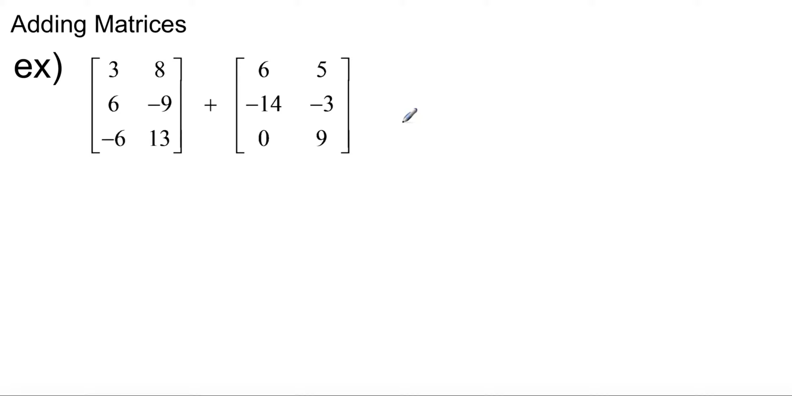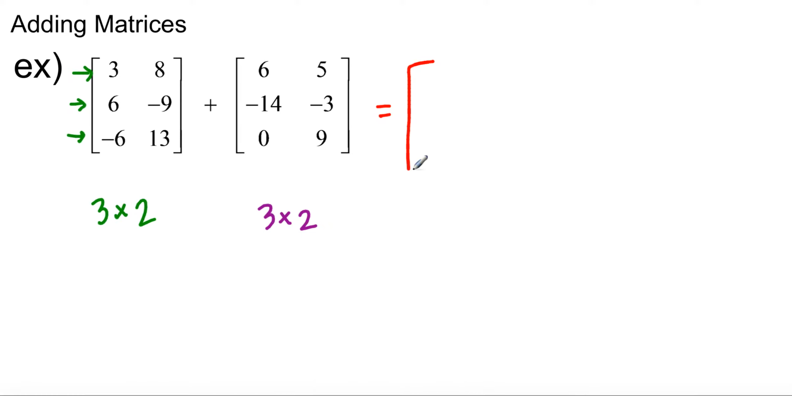Let's check the dimensions. Dimensions are rows by columns, so this has 1, 2, 3 rows. This one's a 3 by 2. And then our second matrix has 1, 2, 3 rows by 1, 2 columns. So these are both 3 by 2 matrices, so we can go ahead and add them. And to add or subtract matrices, you simply add or subtract the corresponding elements.